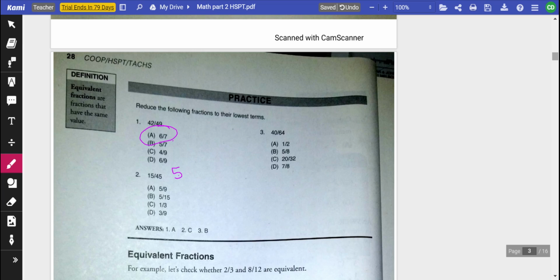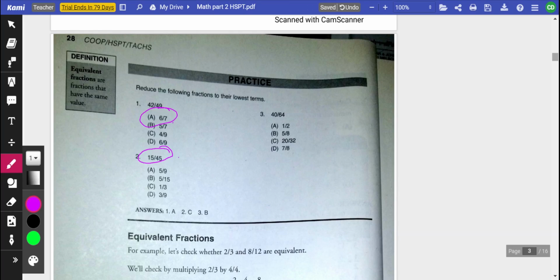However, this is the HSPT. You're trying to take this test. You might be stressed out. So it's not the end of the world. So let's say we are in a moment of panic. We're taking this test, and the only thing we can think of is 5 because 5 times 3 is 15 and 5 times 9 is 45. Totally fine. Divide both by 5.